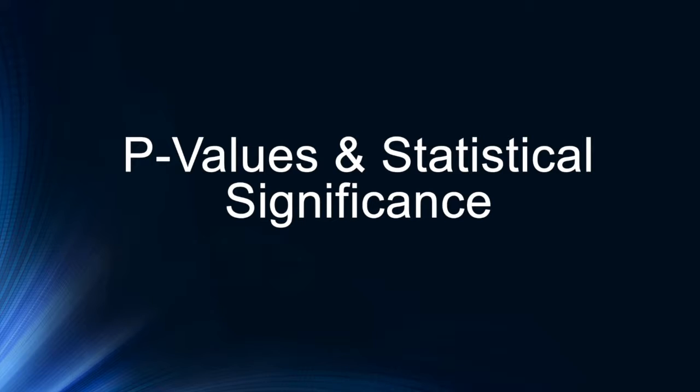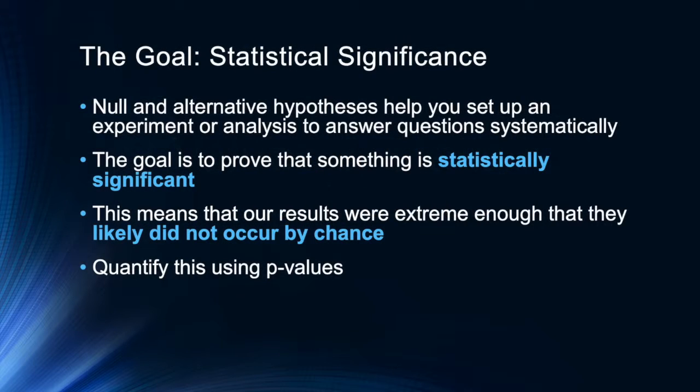So just a real quick review of statistical significance. The goal of all of this is to have a statistically significant result. This means that our results were so extreme, one group versus the other, that it's very likely that it didn't occur by chance. We quantify that using p-values.